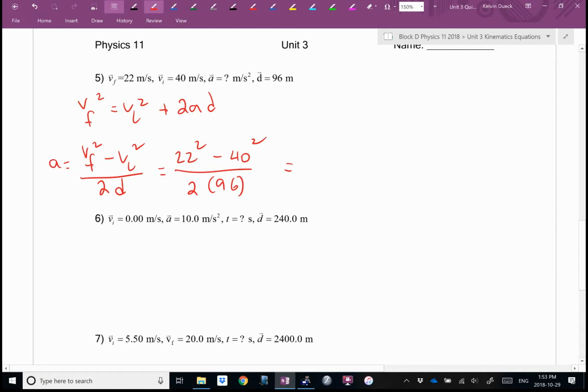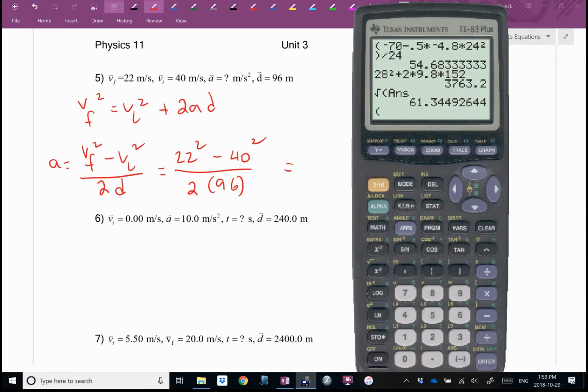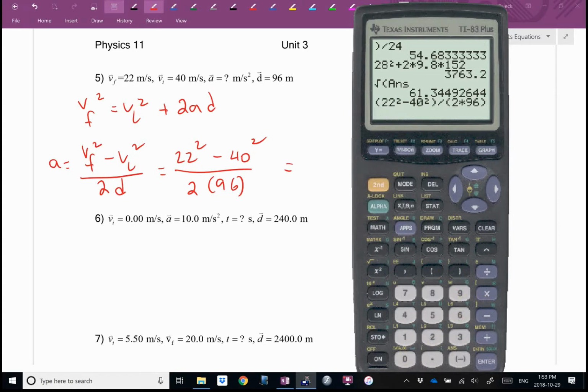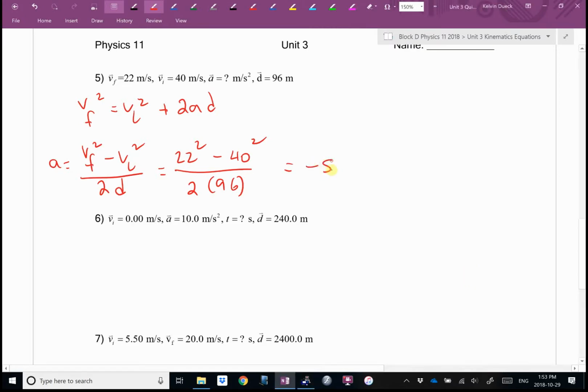Is this a fraction? More than one thing on the top. Brackets, 22 squared minus 40 squared divided by, and there is more than one thing on the bottom. There's a 2 and a 96, so I need brackets around the bottom as well. Do you all get negative 5.8125? I'll go negative 5.8, negative 5.81. Is that right? Mm-hmm. People nodding? Units for acceleration.